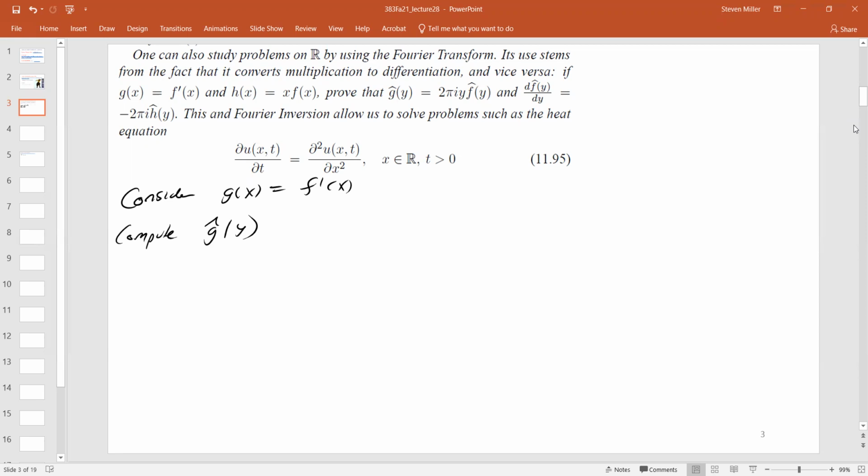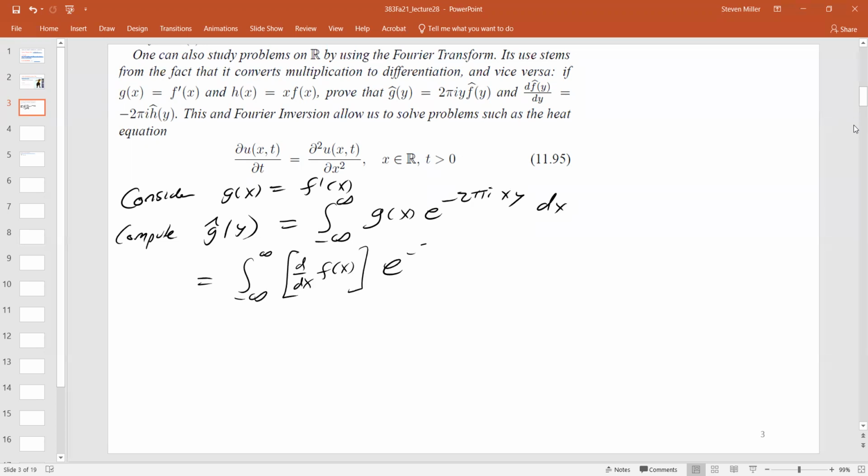So g hat of y, by definition, is the integral from negative infinity to infinity of g of x e to the negative 2 pi i x y dx. But we know what g of x is, right? It's just f prime of x. So it's d by dx of f of x times e to the negative 2 pi i x y dx. What would you like to do now? Interchange what?